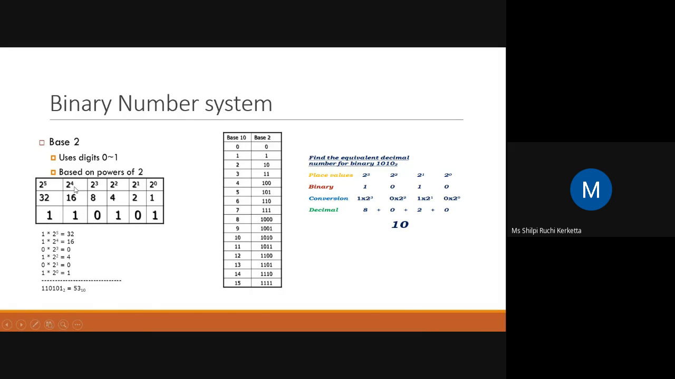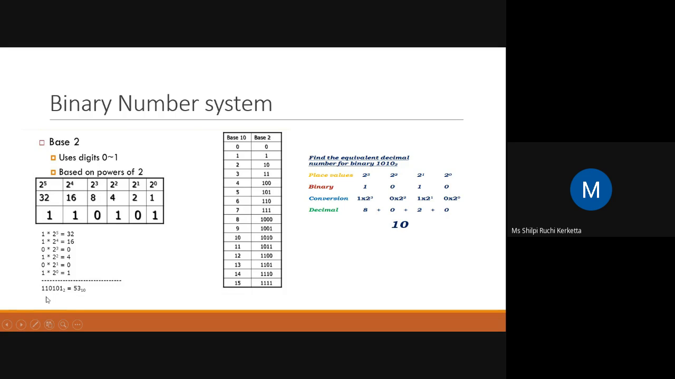Then 1 into 2 to the power 4, so we are getting a 16, and 1 into 2 to the power 5, we are getting a 32. So we will add all these numbers. So 32 plus 16 plus 4 plus 1. So we will get 53.